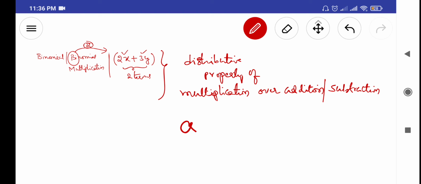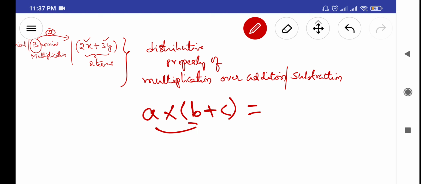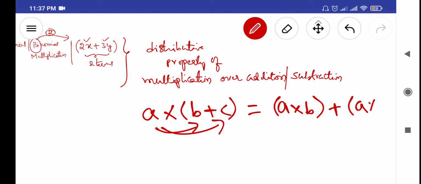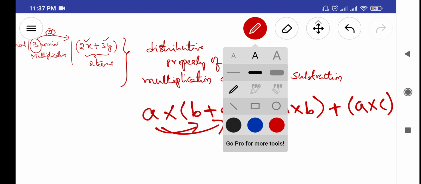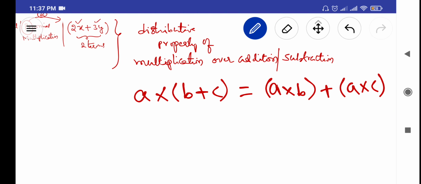You might have already learned this property many times, which we call a into (b plus c), which is a into b plus a into c. What we are doing here is multiplying the outside a with both the terms inside the bracket, which is a with b as well as a with c. So on this property we will be basing our multiplication.